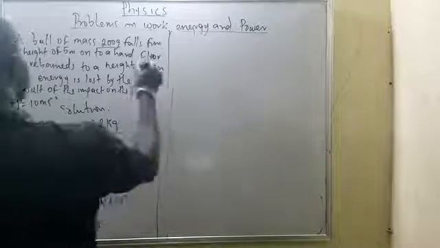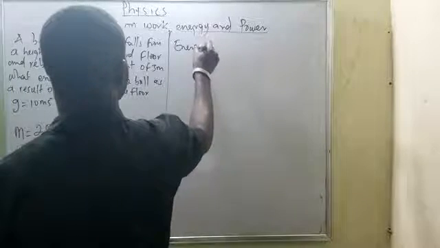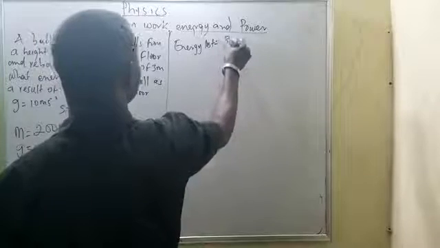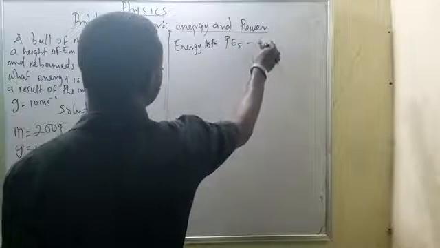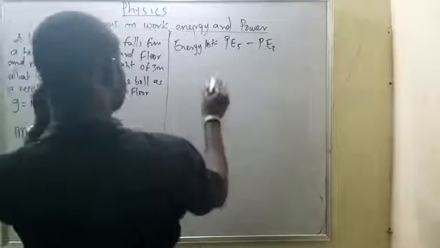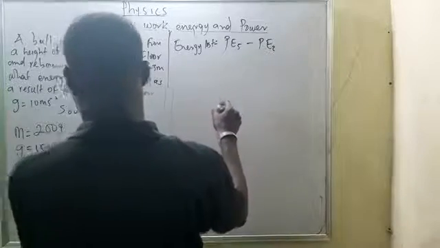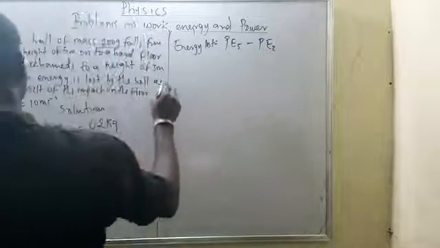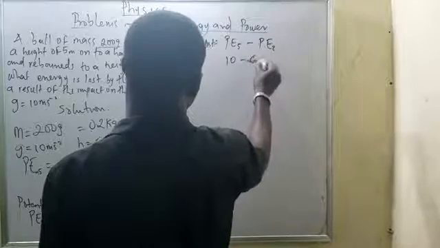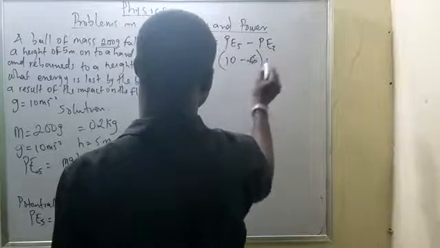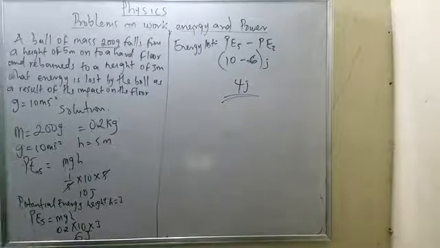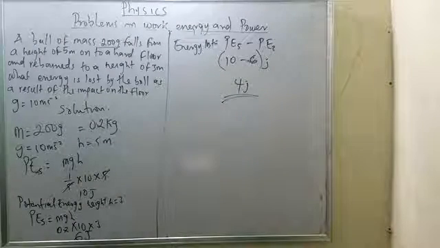Now, energy lost. Energy loss will be equal to potential energy of 5 minus potential energy of 3, which I'll be having. What is my 5? This is going to be 10 joule. So 10 joule minus 6 joule, which I'll be having 4 joule. That is energy lost.